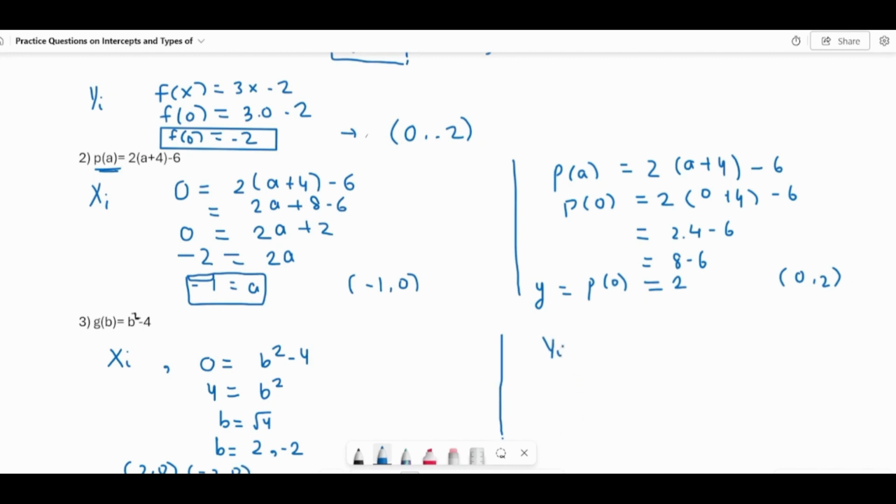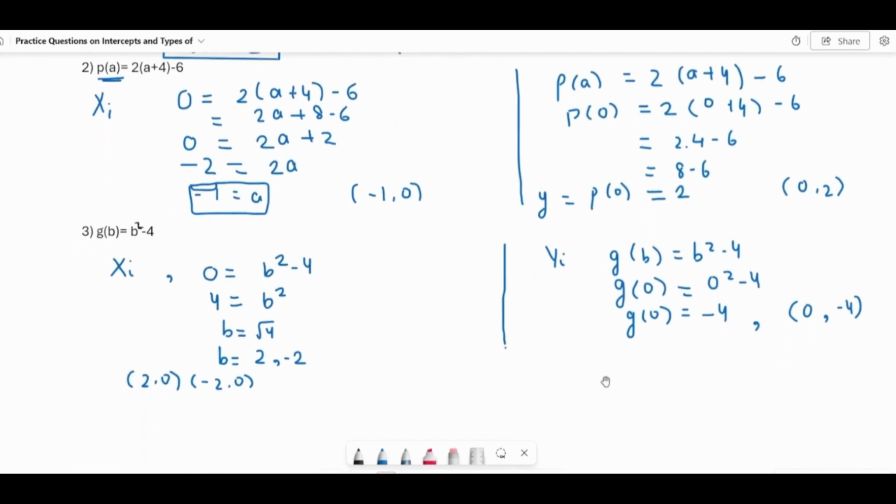So to find the y-intercept, I will replace my input with 0. So g of b is equal to b squared minus 4. So g of 0 will be equal to 0 squared minus 4, that is equal to minus 4. That means my y-intercept is negative 4. So in ordered pair form, I can write it as 0 comma negative 4. So that is my y-intercept here.